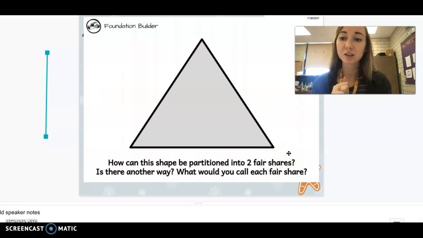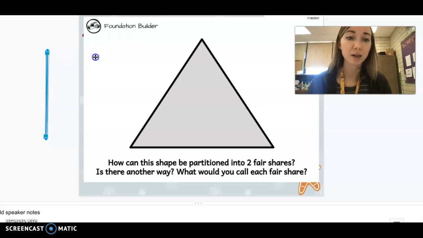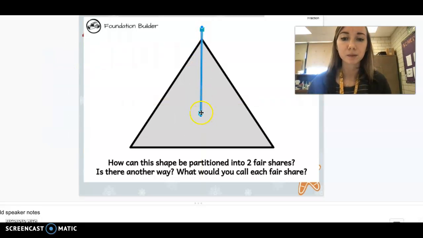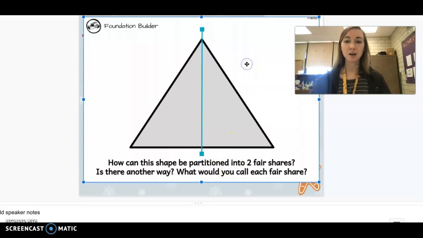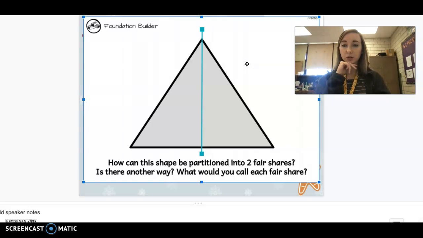So I want you guys to think, how can this shape be partitioned into two fair shares? Fair shares means that we want both of the parts to be equal. So I have a line over here, and I'm thinking, Miss Sigler's thinking, I think the easiest way I could probably partition this shape is by drawing a cut or a line right down the center. So that's the first way I thought of. Do you guys think there's another way to partition this shape?